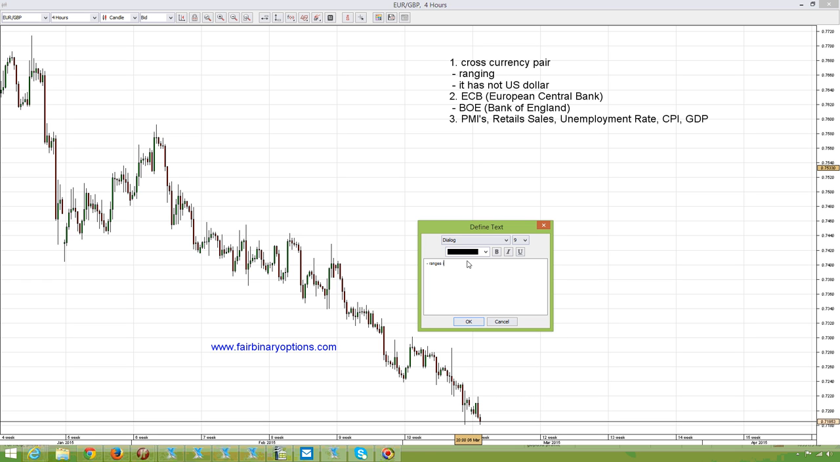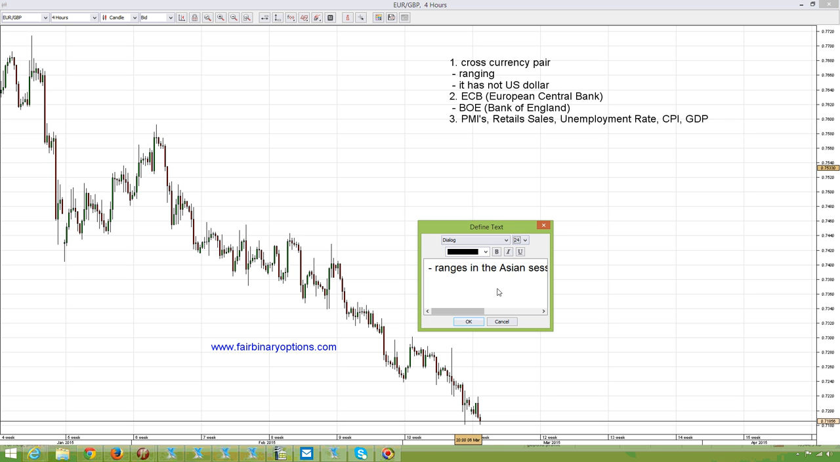In terms of binary options, look for ranges in the Asian session, because it is moving based on European and UK news, so in the London session this pair is more active than in the Asian session. So look for ranges in the Asian session. One touch or even boundary options are recommended for ranges.